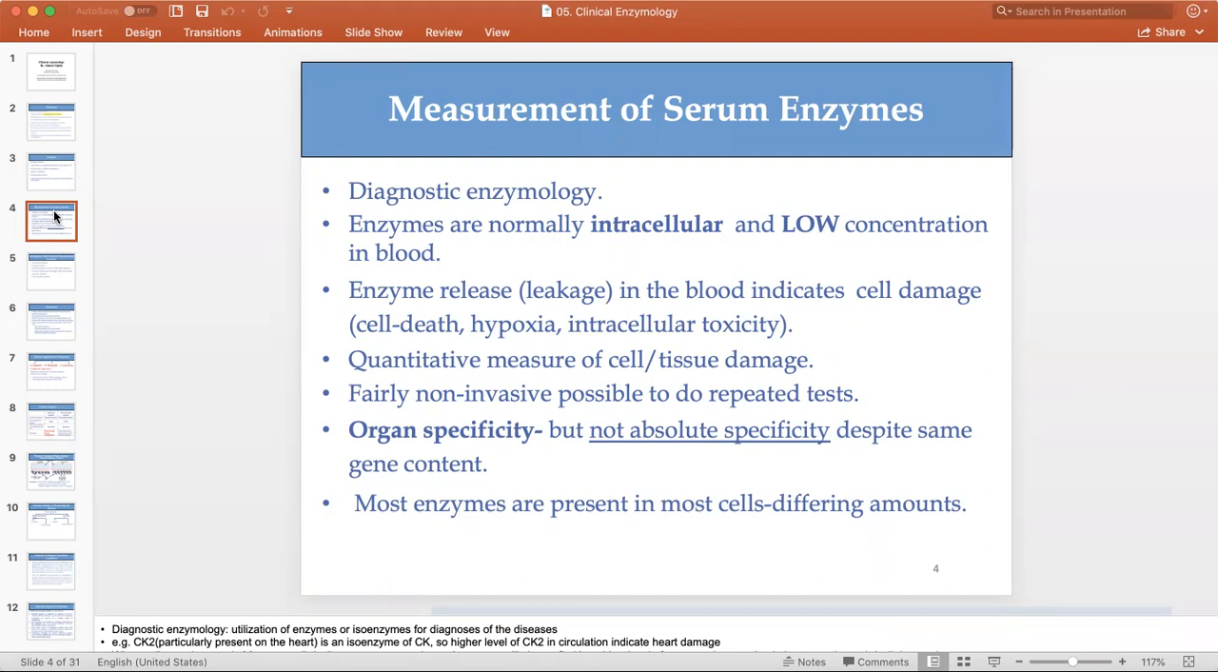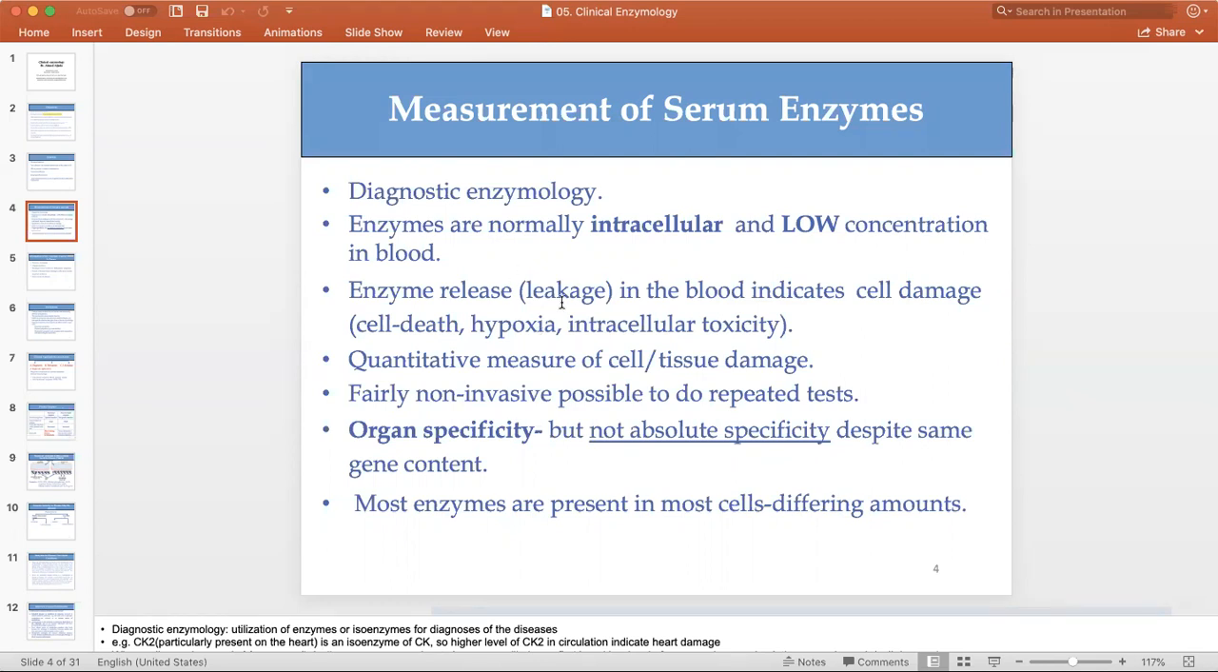So, diagnostic enzymology. Enzymes are normally intracellular and they are low in concentration in the blood. This is helpful for us because if we perform a blood test and we see enzyme levels which are either decreased or increased beyond their reference range, we know that something is wrong with the specific tissues that these enzymes are present in. So this can help in diagnosing conditions.